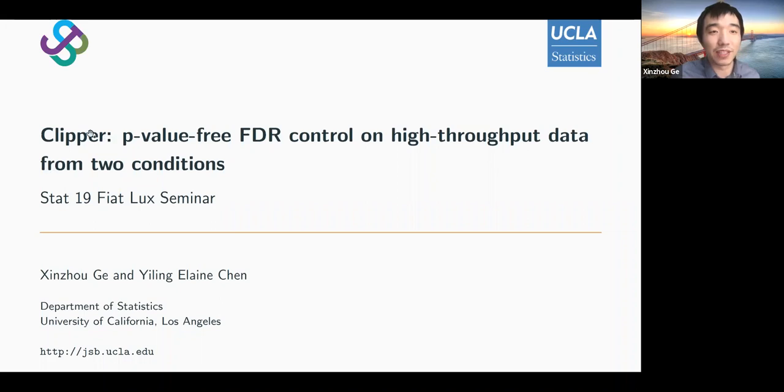So the name of this paper is Clipper: p-value free FDR control on high throughput data from two conditions. You may find this title has too many concepts that you are not very familiar with. Don't worry, I will go through the details of these concepts so that I hope you can at least understand what I am doing after this talk.